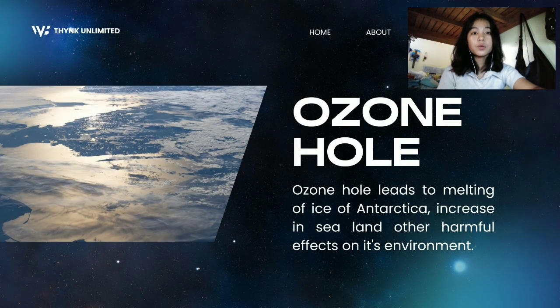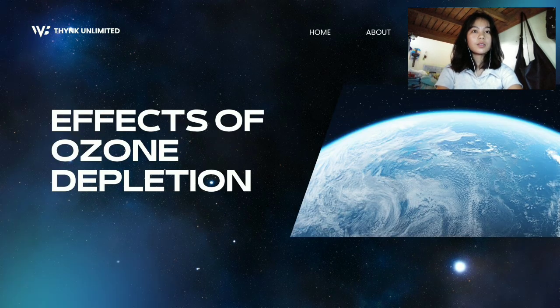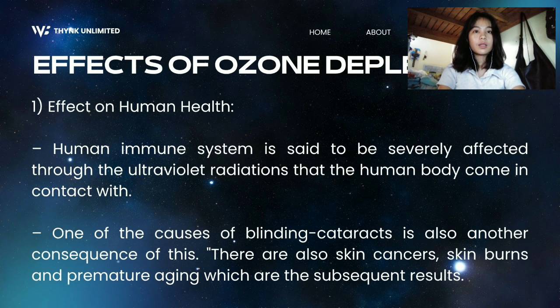So next, we have the ozone hole. So what is the ozone hole? The ozone hole leads to melting of ice in Antarctica and an increase in sea levels, and other harmful effects on the environment. Here are some effects of ozone depletion.